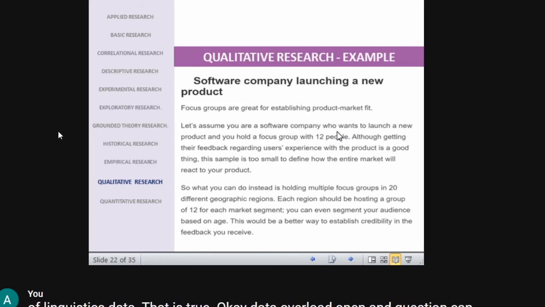So this is an example. I gave you an example, right? Already I gave you an example. So this is another example of a software company launching a new product. Before launching a product, what they do is they select a sample. They plan to launch the product in, let us say, Chennai, Bangalore, Delhi, Calcutta, Mumbai. They are planning in 5 cities.